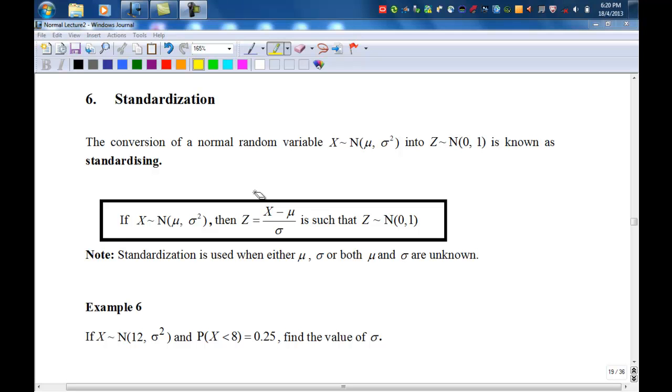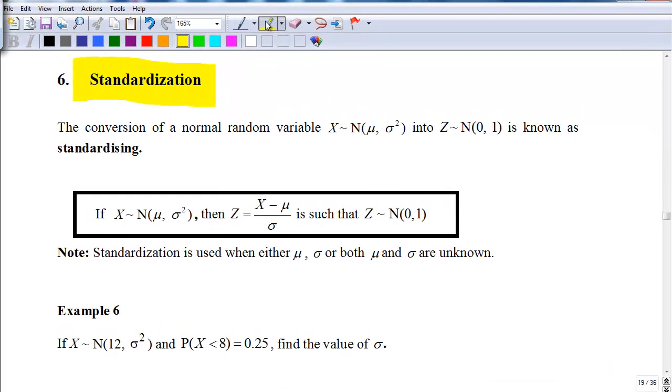In this new section, we look at this process called standardization. Standardization is simply the conversion or transformation of any normal random variable into the standard normal random variable. What really happens during standardization is just a series of translation and scaling. The transformation is given by z equals x minus mu over sigma. Standardization is often used in a question when either mu or sigma or both are unknown.